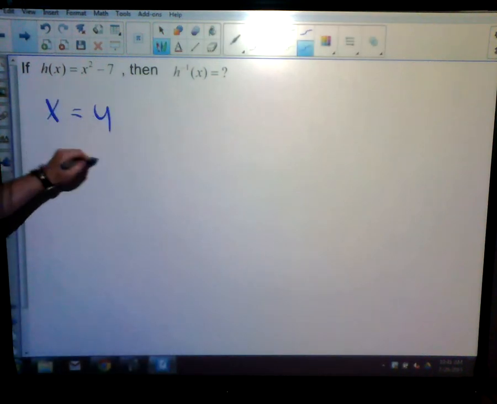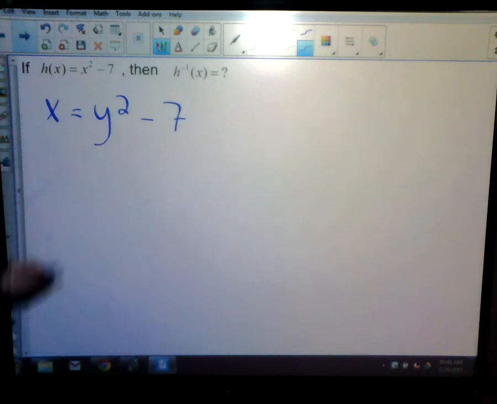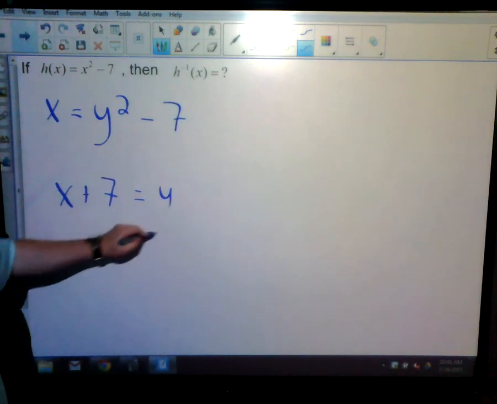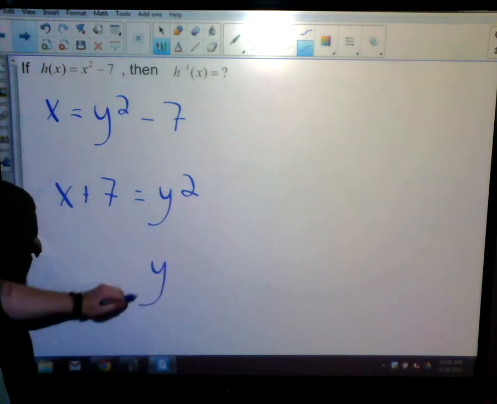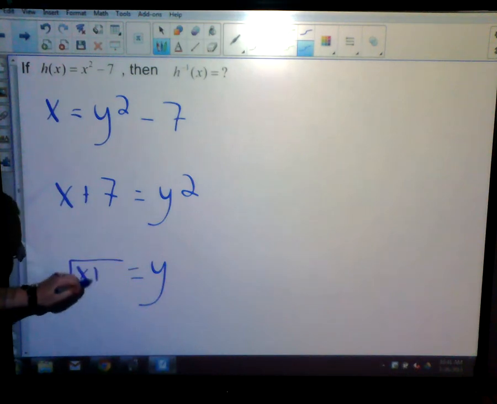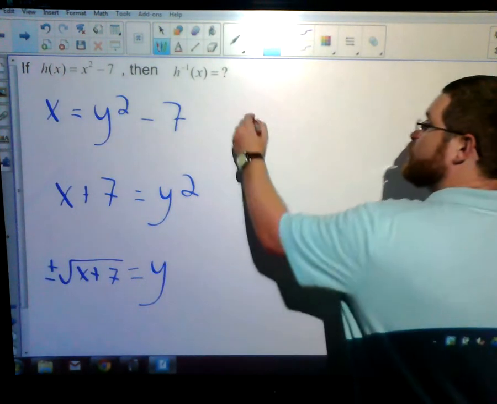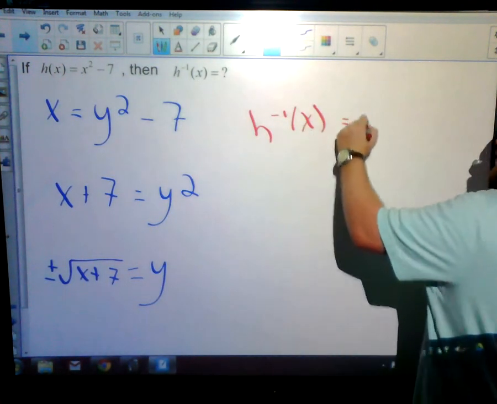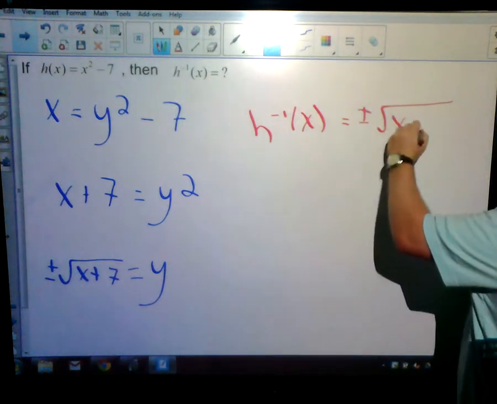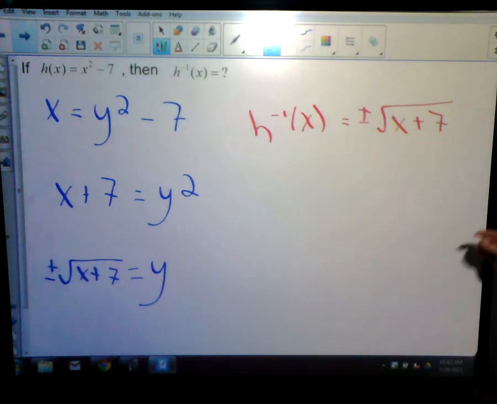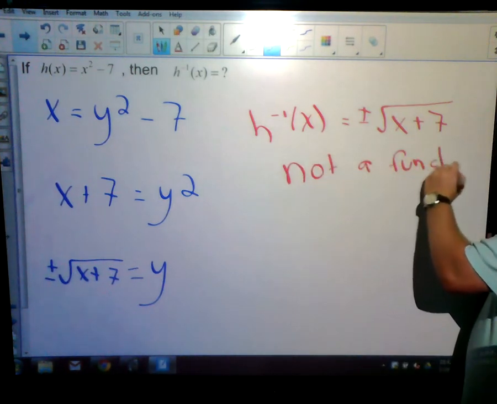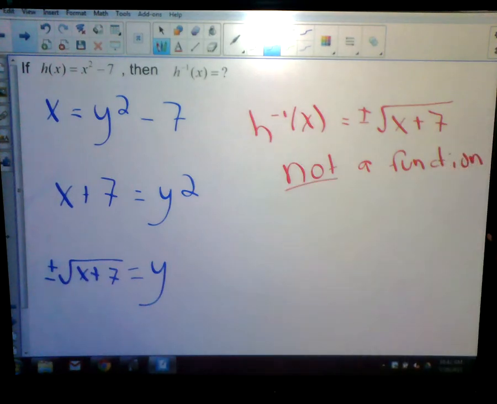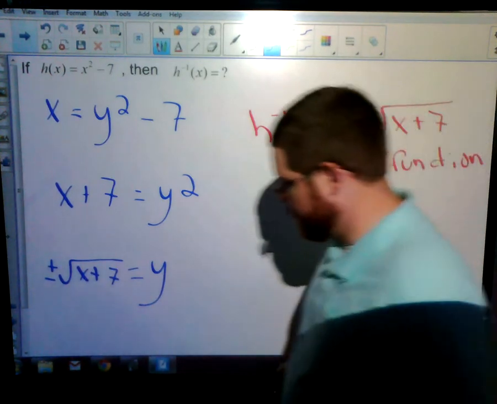x equals y squared minus 7. x plus 7 equals y squared. Now here comes a hard part. How do I cancel out the squared? I take the square root. But when you take a square root of both sides, it's plus and minus. So what's my inverse? h inverse of x is plus or minus the square root of x plus 7. Because this is plus or minus, and it's really two functions, this is not a function. So this inverse is not a function. It still has an inverse, it's just not a function.